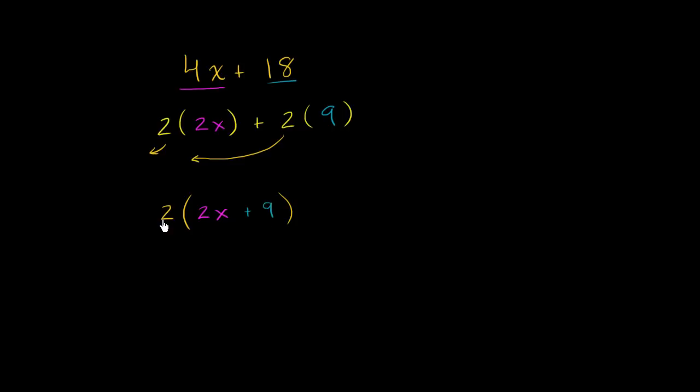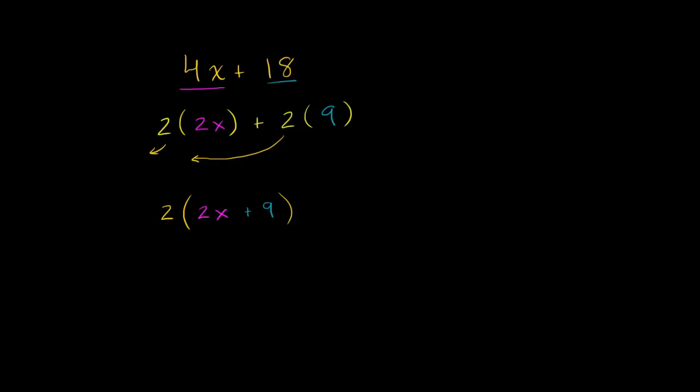And if you wanted to multiply this out, it would be 2 times 2x plus 2 times 9. It would be exactly this, which you would simplify as this right up here. So there we have it. We have written this as the product of two expressions, 2 times 2x plus 9.